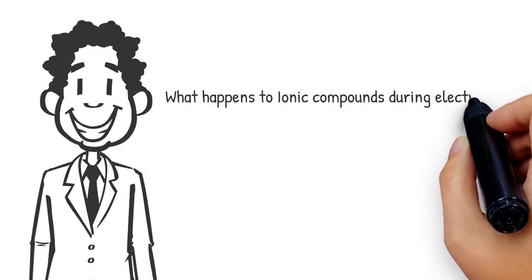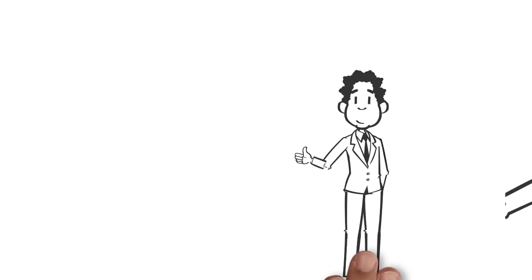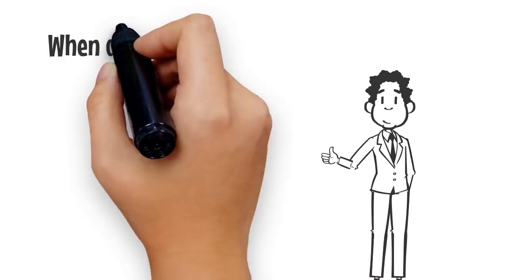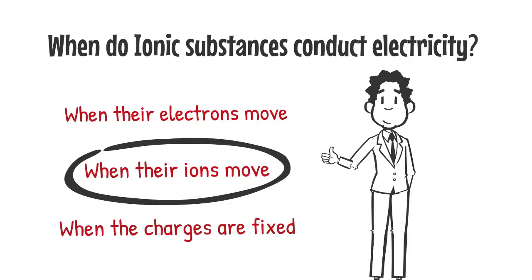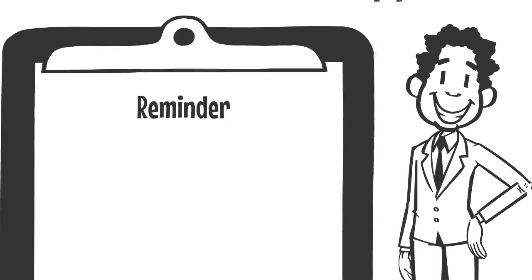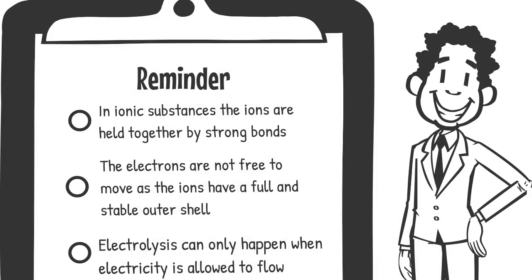So we're now going to look at what happens to compounds during electrolysis. Just a quick little quiz. When do ionic substances conduct electricity? When their electrons move, when their ions move, or when their charges are fixed? A couple of quick reminders. In ionic substances, the ions are held together by very strong, stable bonds. The electrons are not free to move, as the ions have a full and stable outer shell.